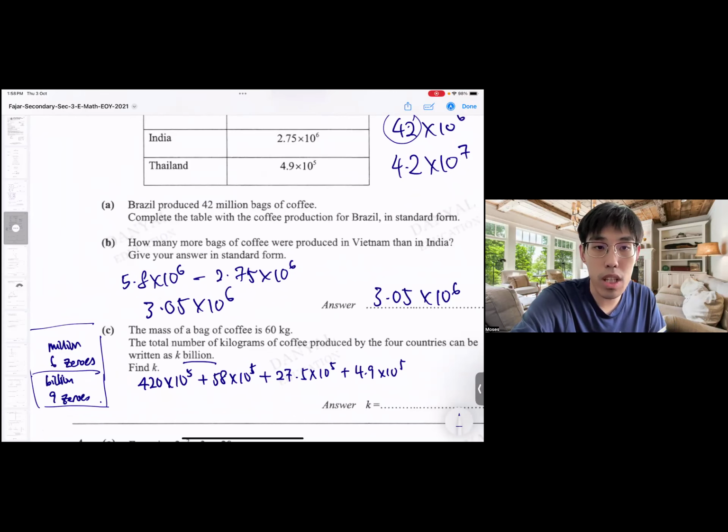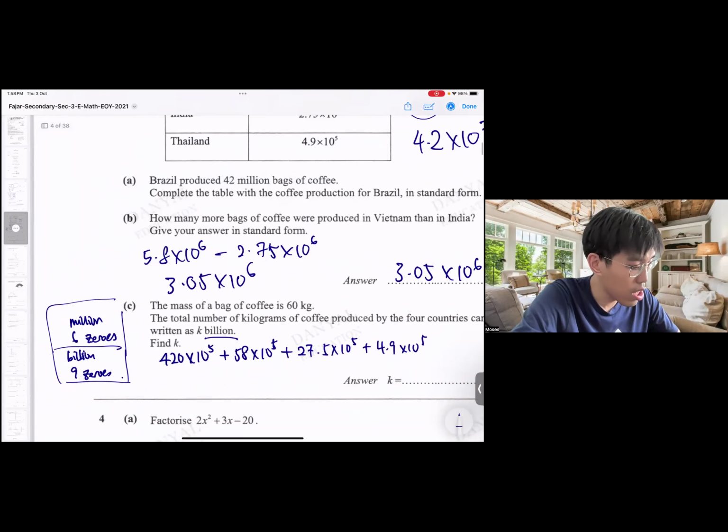I don't know why they give so little space. But too bad. Okay, so you will add this up together. I got 420 plus 58 plus 27.5 plus 4.9. You'll get 510.4 times 10 to the power of 5.